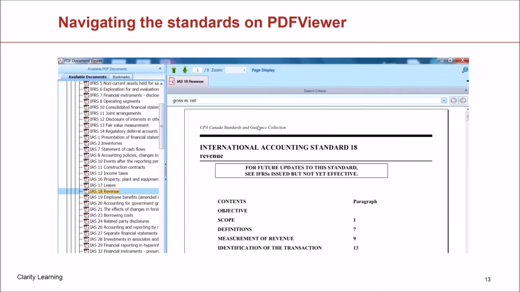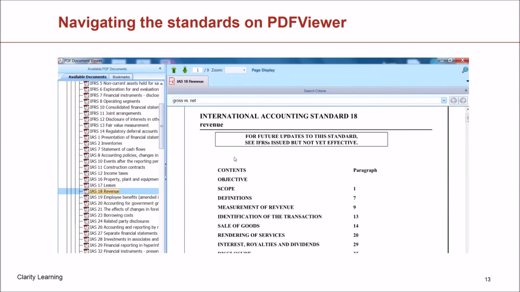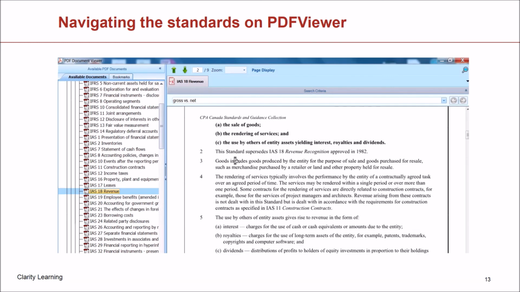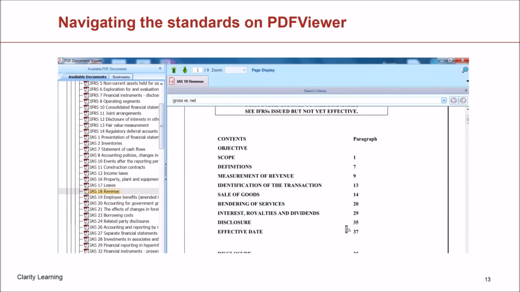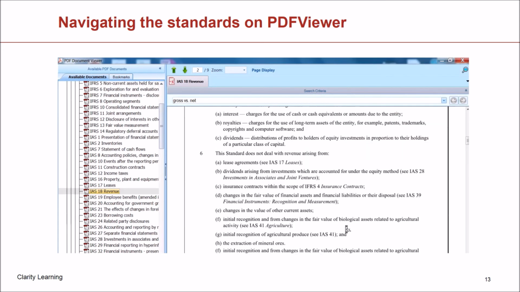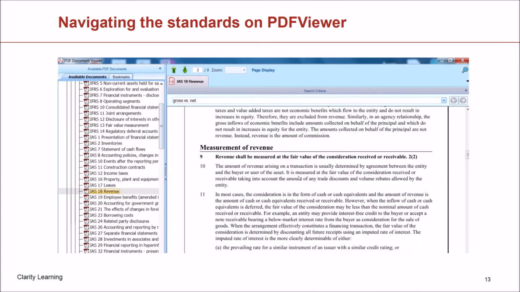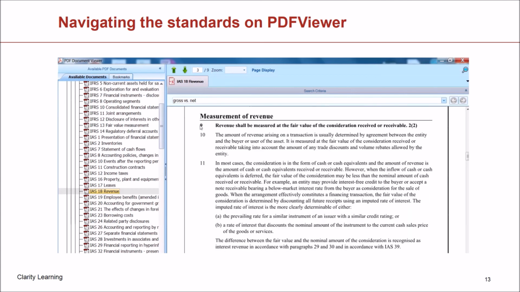When navigating the PDF viewer, let's start with IAS 18 revenues. Before you go and look at the different sections of each of these standards, make sure you take a look at the table of contents and notice where all of the different sections are. For example, the measurement of revenue is under paragraph 9, then followed by identification, sale of goods, rendering of services. And we see that every section starts with the scope and the definitions. This is one of the first pieces of information that you should be aware of. And usually anything that's really important has been bolded.